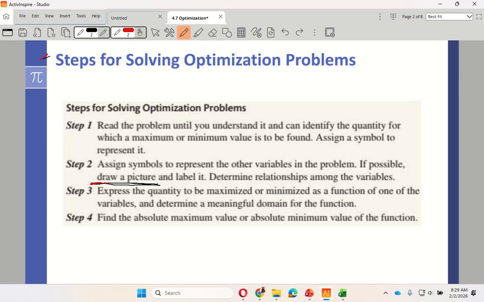I am a visual person. I have to see something. Determine relationships among the variables. Express the quantity to be maximized or minimized as a function of one of the variables, and determine a meaningful domain for the function. Now, that's important: a meaningful domain.